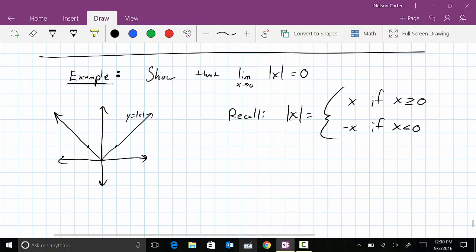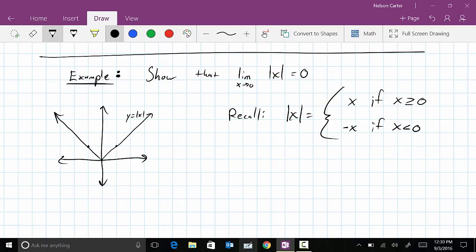Well, look, we're looking at the limit as x approaches 0. So that means that there's not one rule that governs the limit as x approaches 0. There's two different rules, and it depends on which side you're on. So what we do know is this.